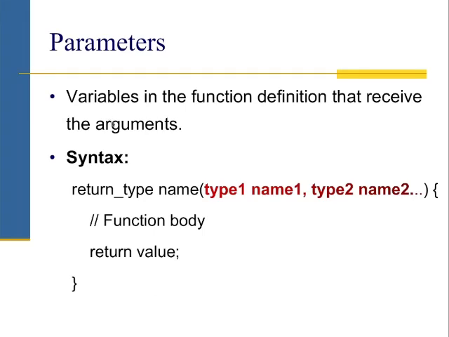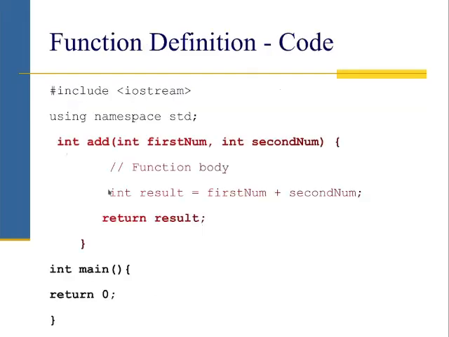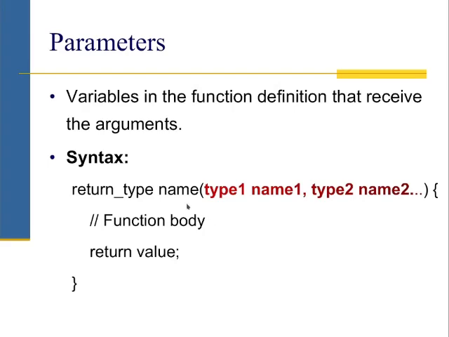The parameters are variables in the function definition that receive the argument. Here, you see this and this, they are the variables, and they receive the argument when you call it. We'll look at how to call it. So here's the syntax: the return type, your function name, your type and name, your other type, and the name as you go on.